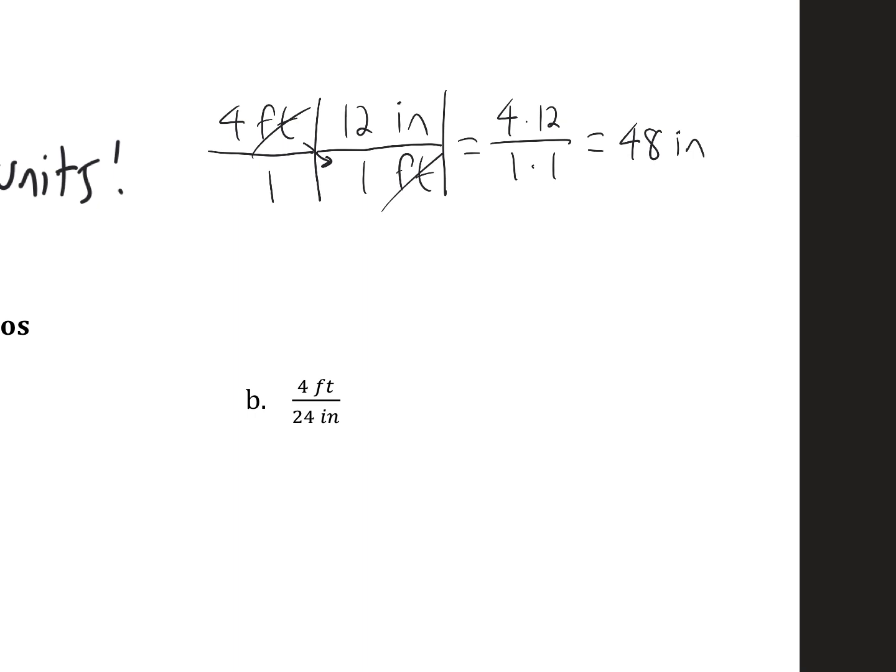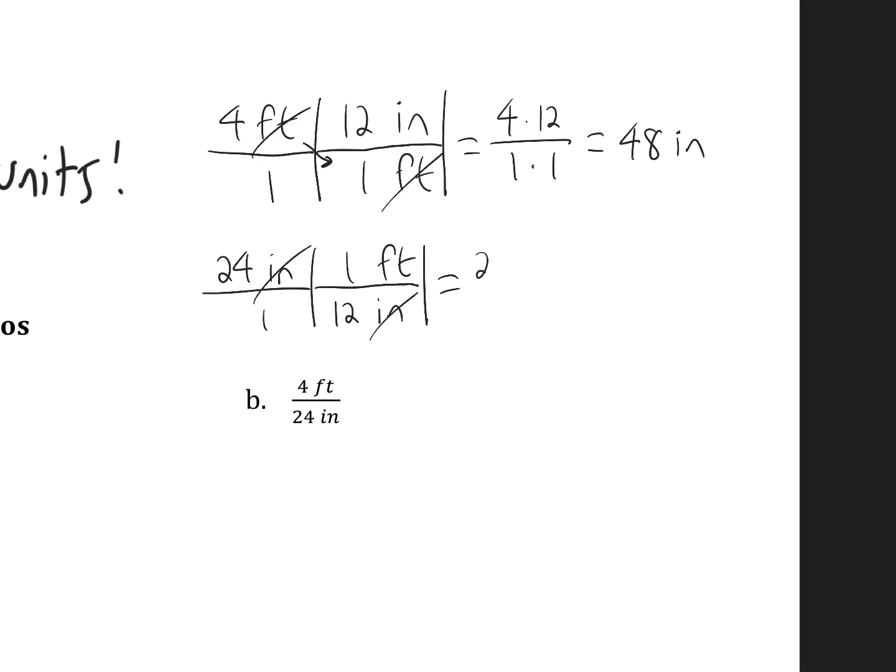Let's go the opposite direction now. Let's do 24 inches, and let's go to feet. So 24 inches goes here. We still have the same conversion. How many inches are in a foot? 12 inches in 1 foot. Where am I going to put inches if I want to cancel them? I'm going to put inches in the bottom right. So we have 12 inches per 1 foot. Inches are going to cancel.